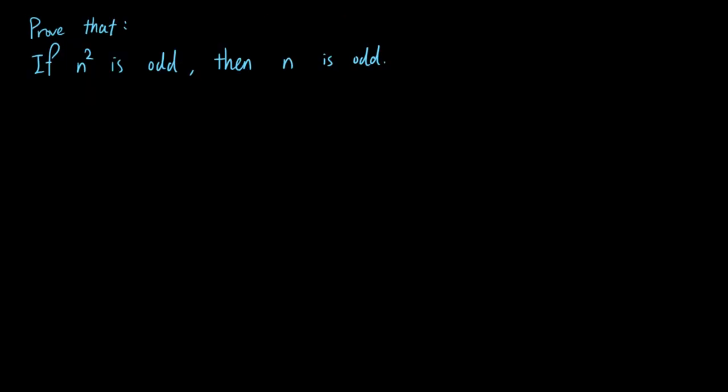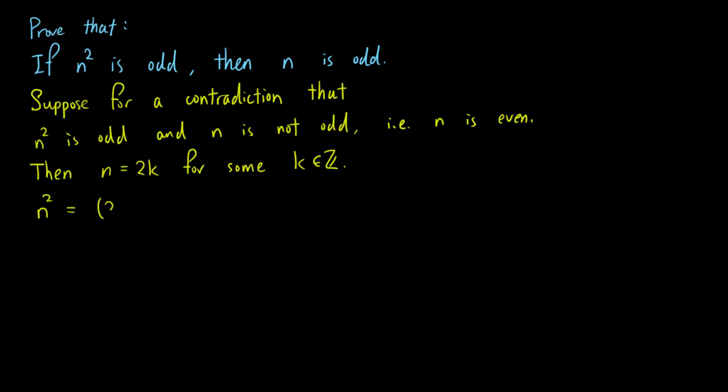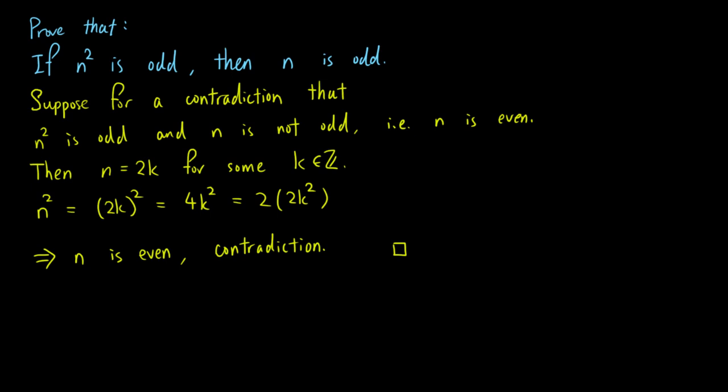Let's look at an example. Suppose we want to prove that if n squared is odd, then n is odd. To prove by contradiction, we assume that n squared is odd, and n is not odd. That means n is even. So we write n as 2 times k for some integer k. Then we can compute n squared, and if we can show that it is even, then we will have a contradiction. Now, n squared equals square of 2k, which equals 4k squared, or 2 times 2k squared. This is clearly even, so our proof is complete.